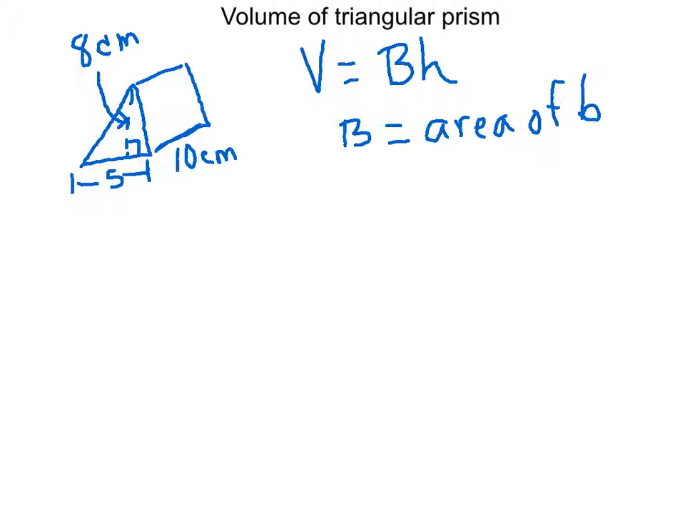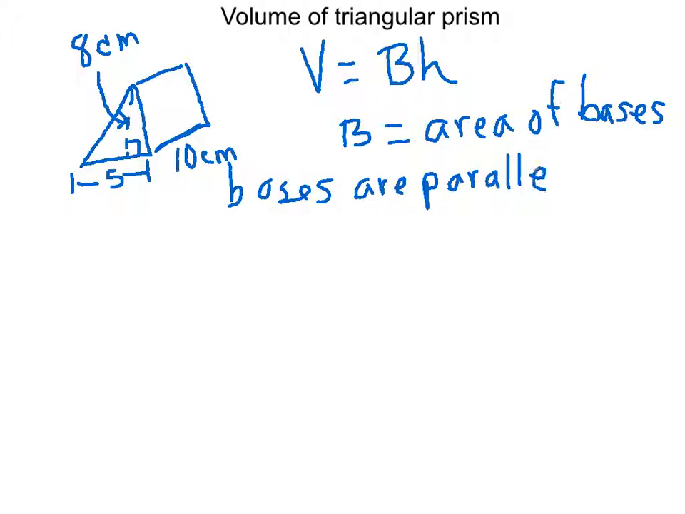So if you know anything about prisms, bases are parallel to each other. So bases are parallel. And whatever the shape of that base is going to tell you what area formula to use. The ones that we're working on in this topic are triangular bases. And if I can draw back here, that would be showing you the other base. So this triangle in the back right there is parallel to the triangle in the front, and that's what makes it the base, the bases.